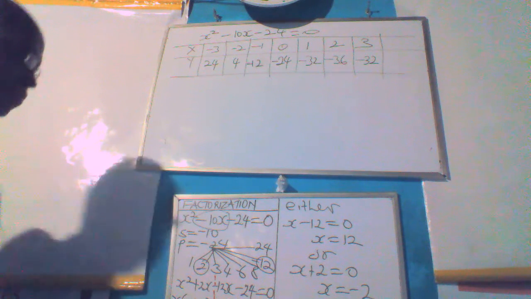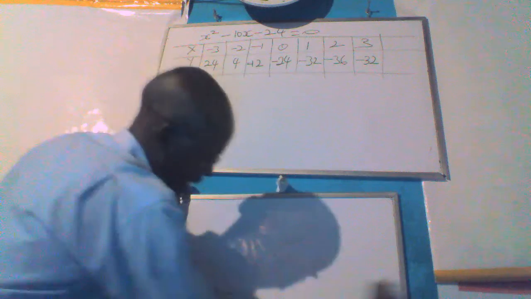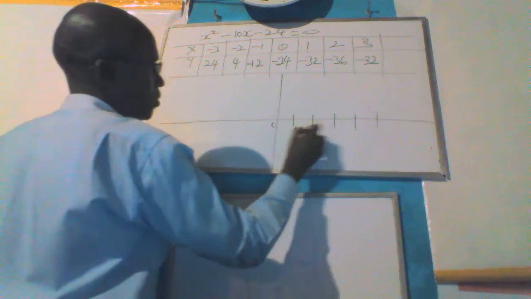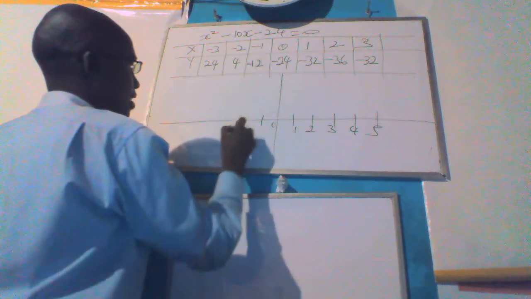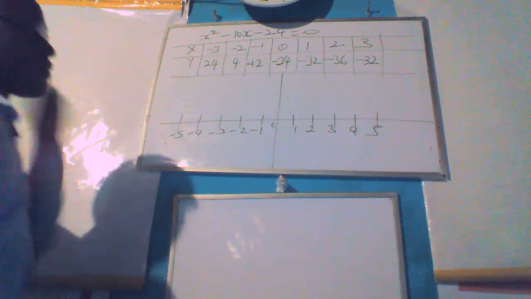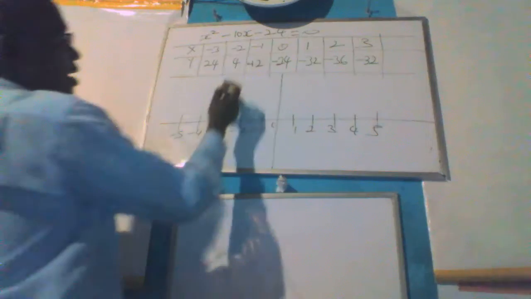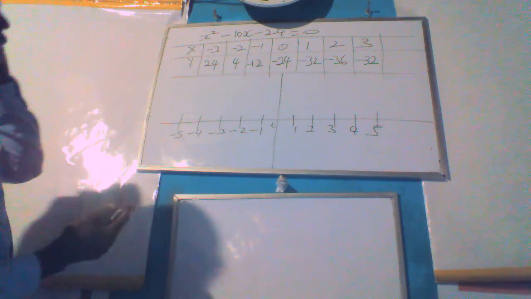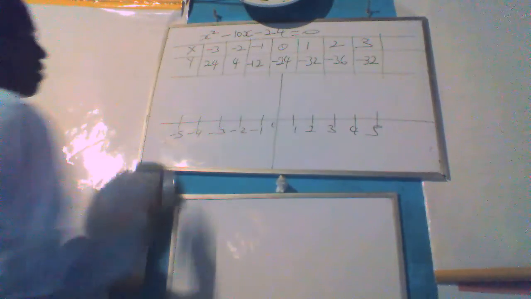So, by using these values, we are going to draw a graph. The graph is on a Cartesian plane, which will be represented as follows. X values are running only up to 3, so we can have 0, 1, 2, 3, 4, 5, and on the left hand side, the same: minus 1, minus 2, minus 3, minus 4, minus 5. The y values, however, have the least value as negative 36, and the highest value is 24.